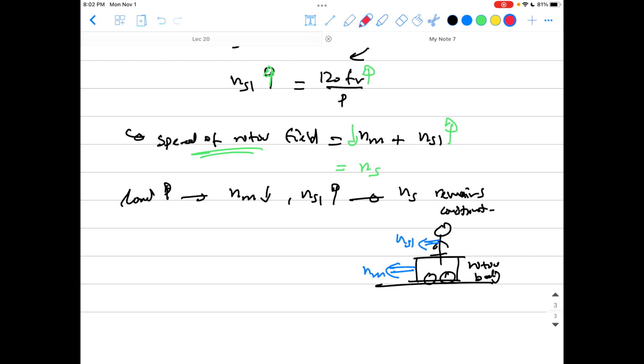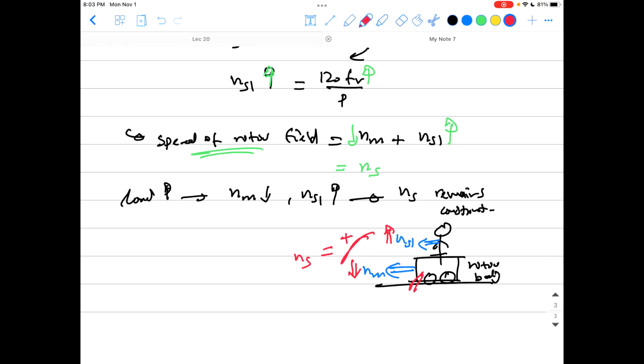So when the load comes in, it increases the brake on this car. It tries to hold it off. So this mechanical speed goes down. But while this happens, the frequency of the rotor field goes up and the slip speed goes up with it. So still the summation of them equals the synchronous speed all the time. And this is the very, very important advantage of this motor.